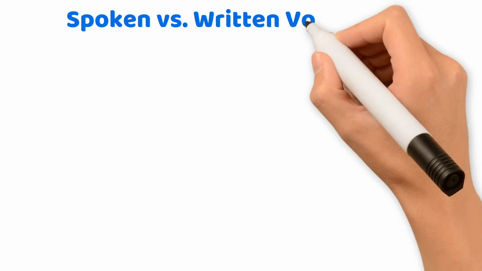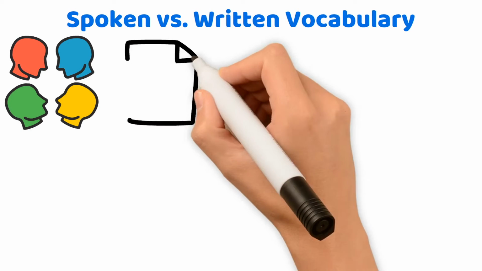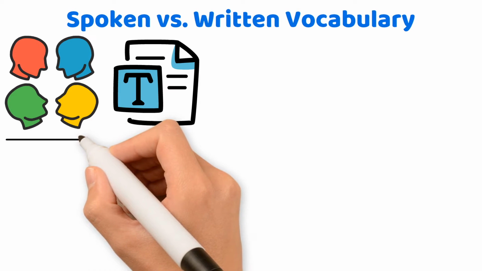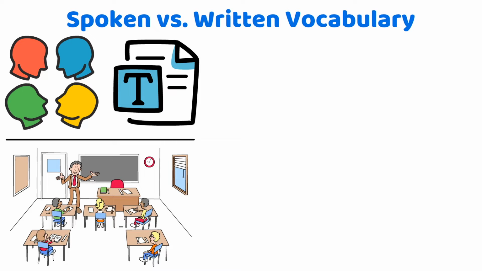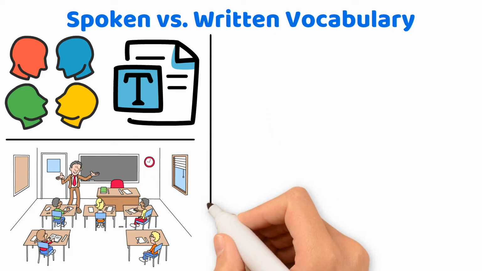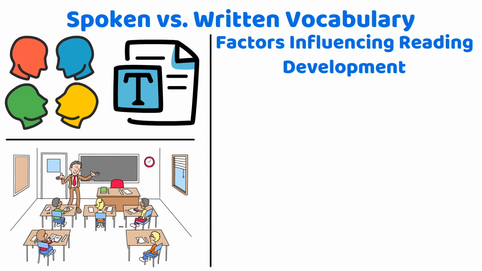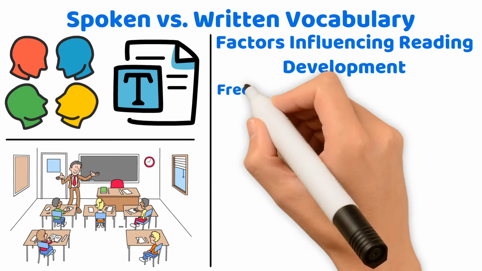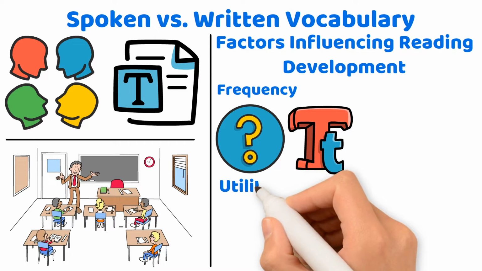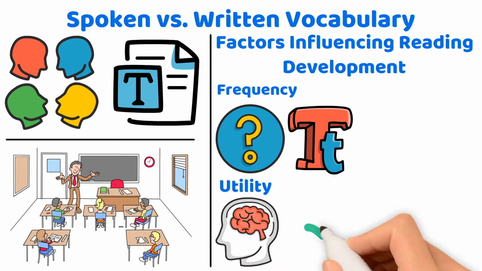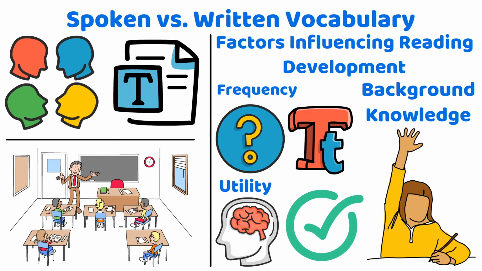Spoken versus written vocabulary. Be aware that the vocabulary used in spoken language is often less sophisticated than that found in written texts. This distinction is important because it underscores the need for direct teaching of sophisticated vocabulary to aid in reading comprehension. Now, let's move to factors influencing reading development. When selecting vocabulary to teach, consider frequency, how often a word appears in texts; utility, the usefulness of understanding a word for text comprehension; background knowledge, how familiar students are likely to be with the word.